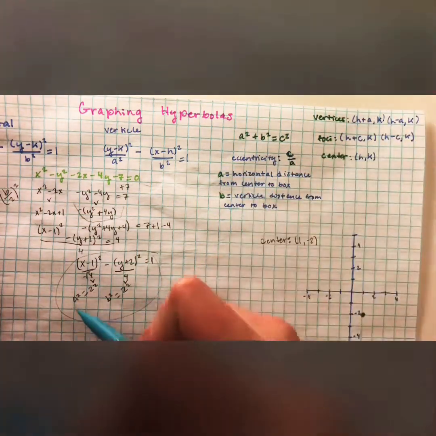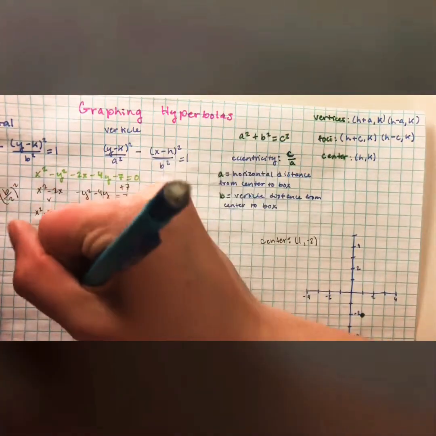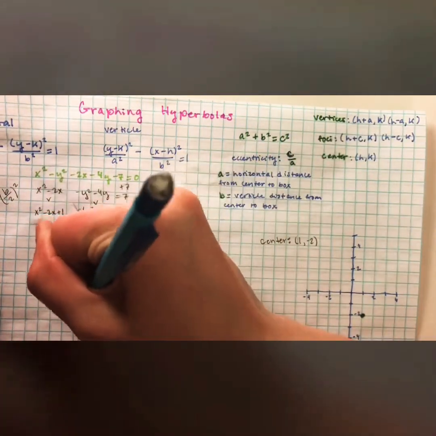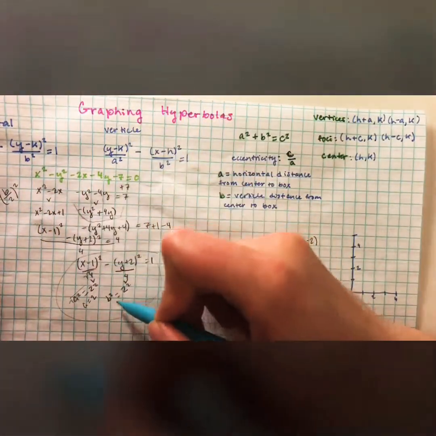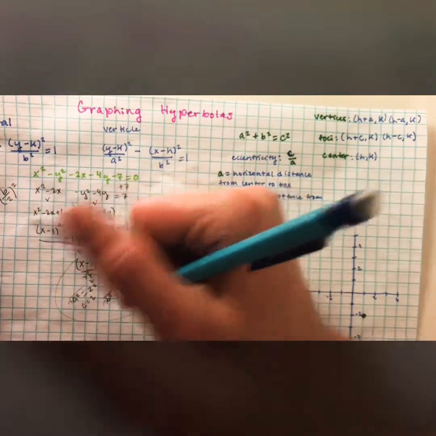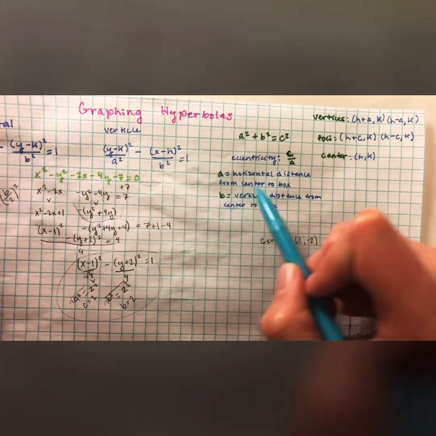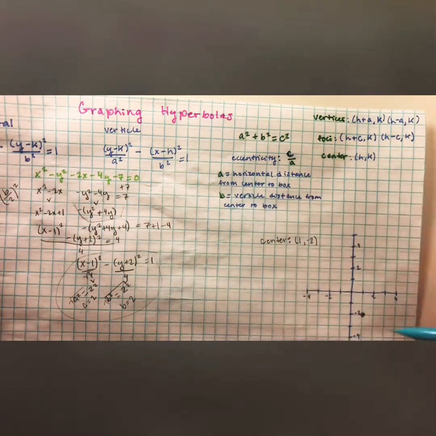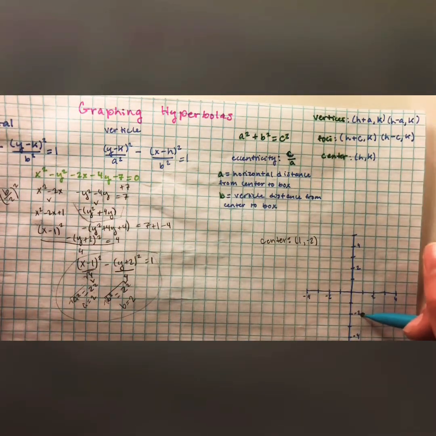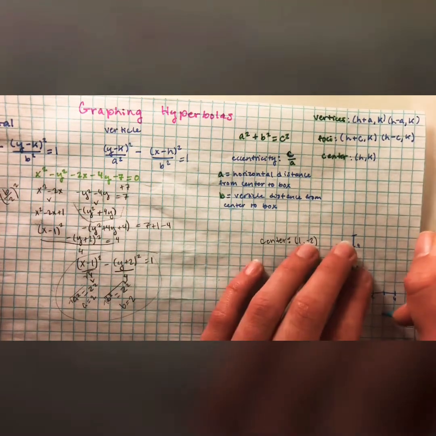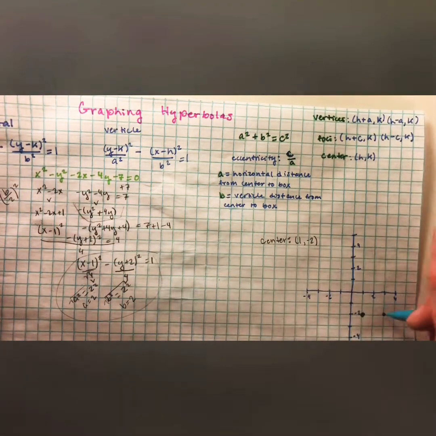Well, we know that A squared is equal to 2 squared, and if we square root these, obviously, A is going to be 2, and if we square root B, again, B is going to be 2 as well. So taking what we know, that A is the horizontal distance from the center to the box, we can say, well, horizontal, we can go right 2, and right here, there's another point on our box.